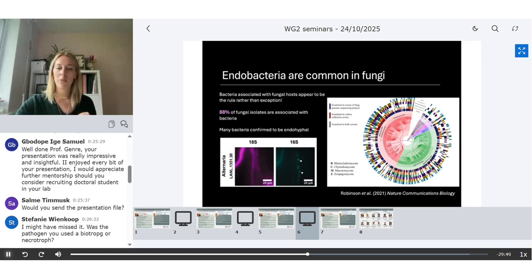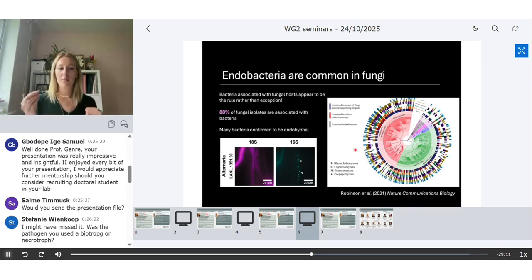A study published in 2021 by Robinson and colleagues did a large-scale screen of hundreds of fungal isolates for the presence of any type of associated bacteria. These fungi were derived from either culture collections or genome sequencing projects. Of all of them, it turned out that 88% of the fungal isolates were associated with some kind of bacteria. These isolates belonged to all major fungal phyla, including the Ascomycota, the Basidiomycota, the Mucoromycota, and all the early-diverging fungal groups as well.